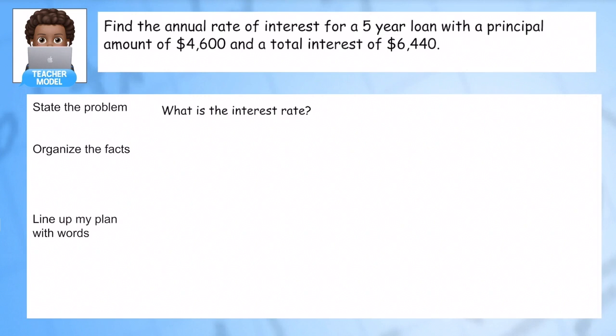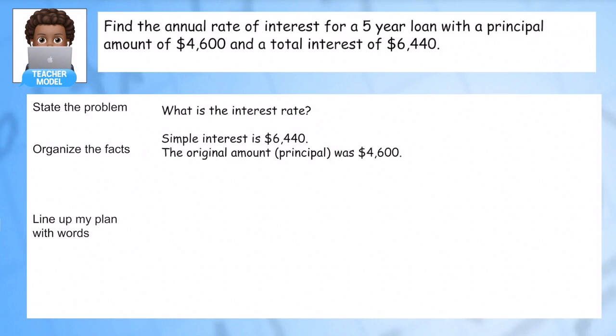And they're borrowing $4,600. So here's what we know. We know what the simple interest was. So they're agreeing to pay back $6,440. How did they come up with that number? We again know the original amount, the principal, and we know that the loan was for 5 years. What we don't know is the rate.